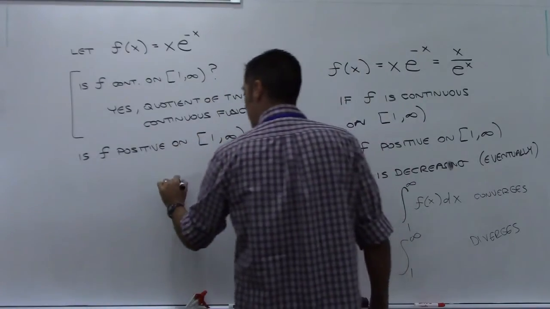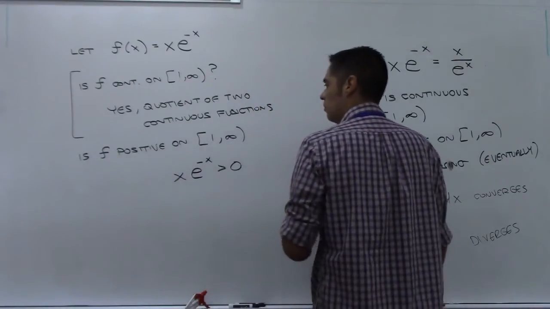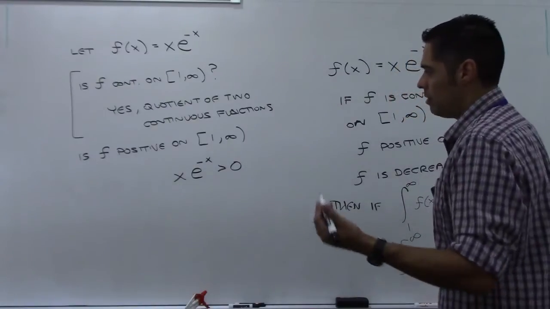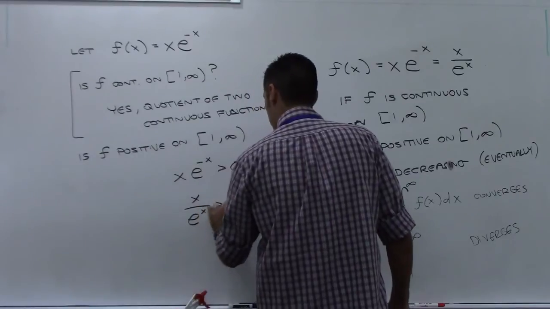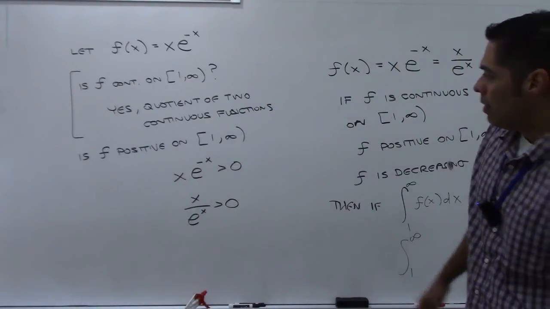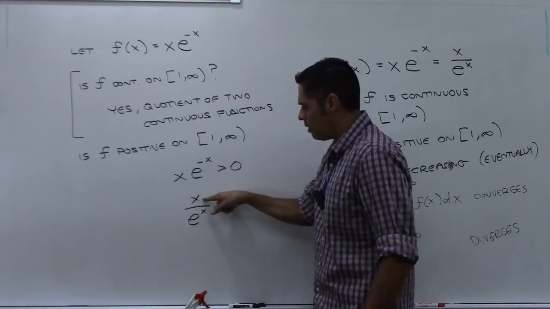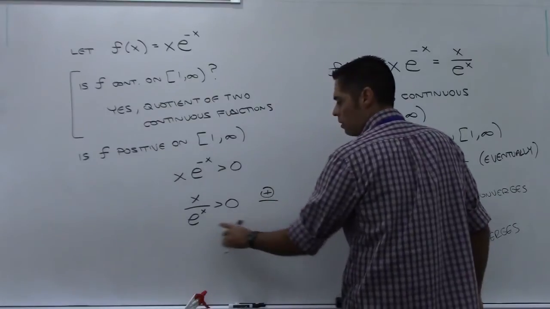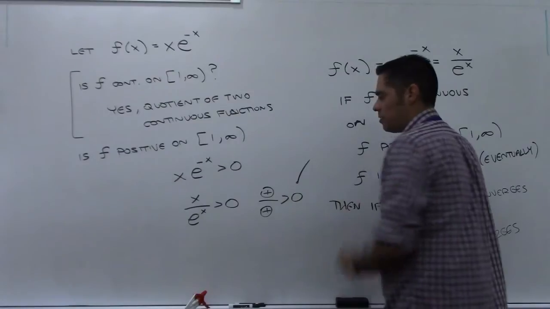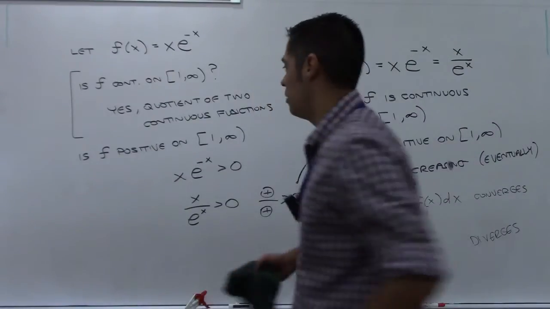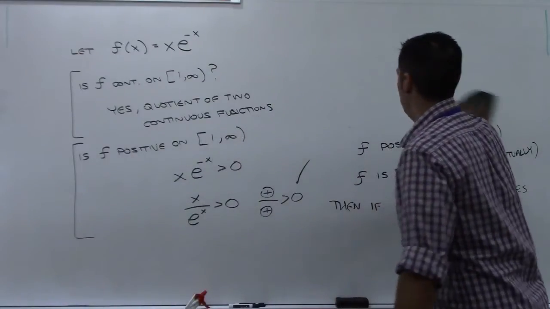Well, let me check. What does that mean? Is x e to the negative x greater than 0? Well, again, we can look at it this way. Is that true? Well, as long as my x's come from 1 to infinity, as long as these are positive numbers, that numerator will be positive over that e to the any number is positive, and that is greater than 0, so that checks. So I've got the second thing. These are conditions I need to verify before I can use the integral test.